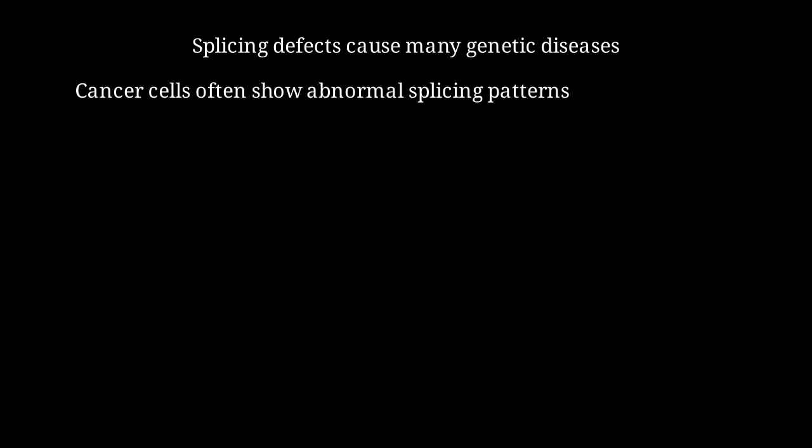Defects in alternative splicing can cause disease. Mutations that disrupt splicing can lead to various genetic diseases. About 15% of all disease-causing mutations affect splicing. Cancer cells frequently exhibit abnormal alternative splicing patterns that promote tumor growth. Understanding alternative splicing has opened new therapeutic strategies for treating genetic diseases and cancer.